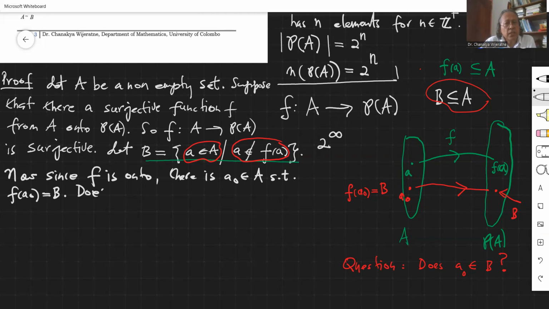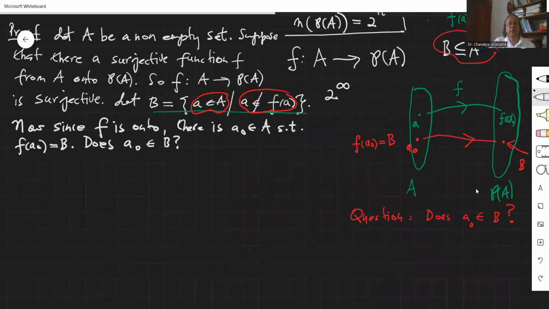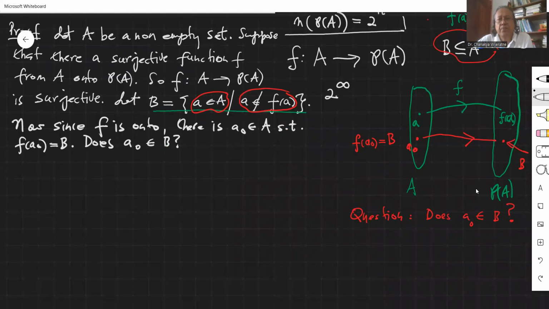Does a naught belong to B, right? And let's see why this is a great question. So if a naught belongs to B, right, that means that a naught belongs to f of a naught, right?